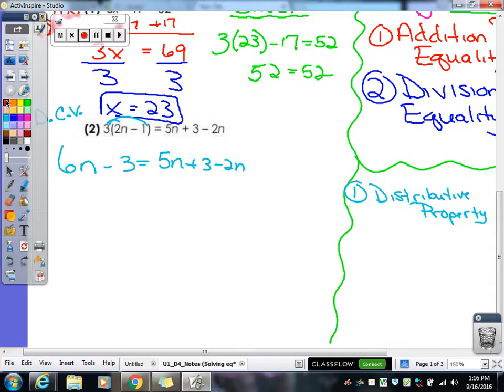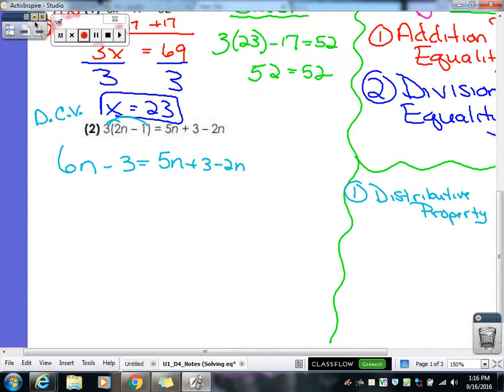The next thing we're going to do is this. We're going to take our 5n and our 2n, and we're going to do our combining like terms, our C. 5n minus 2n. Remember, if they're on the same side, this is the point where most of you struggle. When you get to this, you forget to combine your like terms. You start moving them. So 5n minus 2n is going to give me 3n plus 3. I'm going to just copy down my 6n minus 3 here.